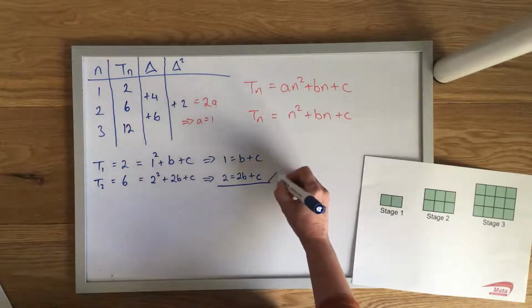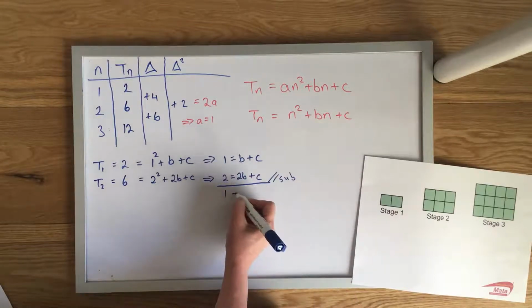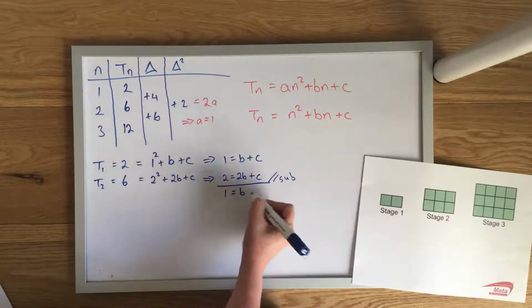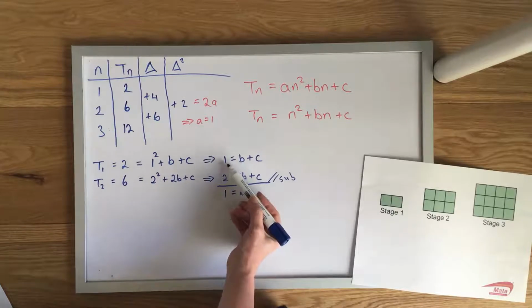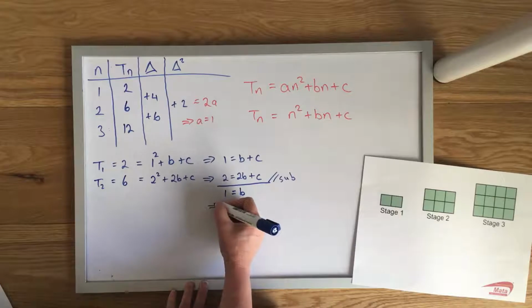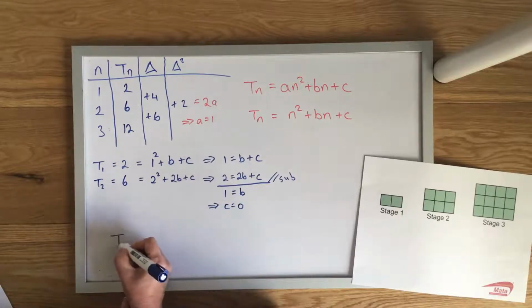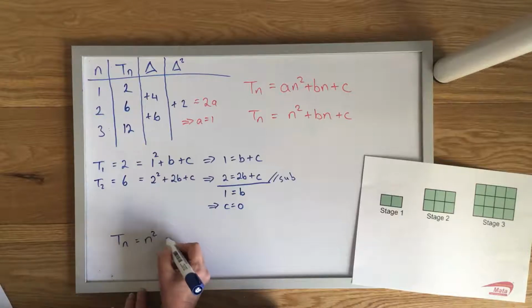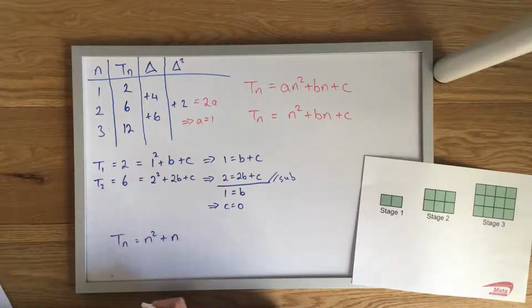I'm going to subtract one from the other. So 2 take away 1 is 1, 2b take away b is 1b, and c take away c, it's eliminated. So b is 1, and I can see that I've got 1 is equal to 1 plus something, that something must be 0, so that implies c is 0. So now I know my general term is n squared plus bn is 1n plus c is 0.